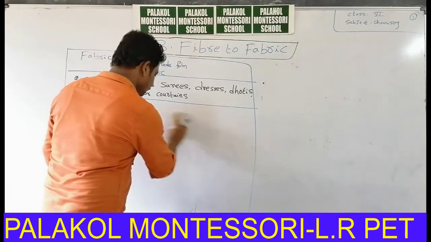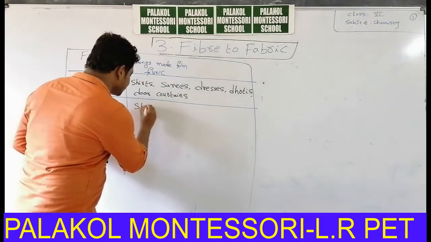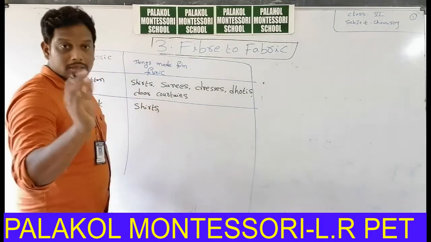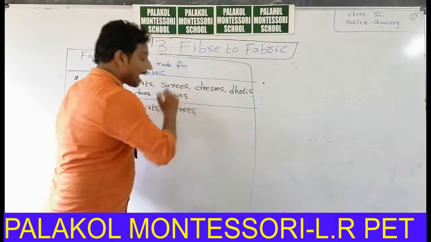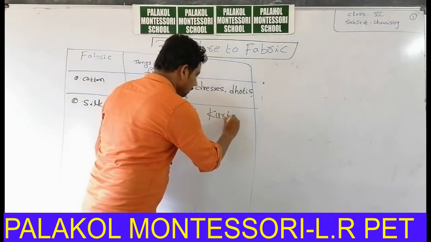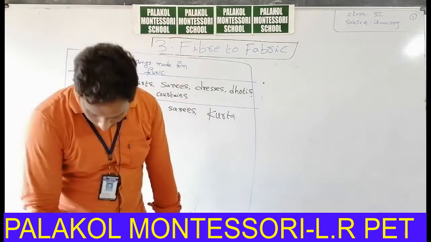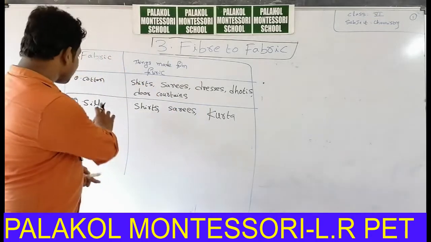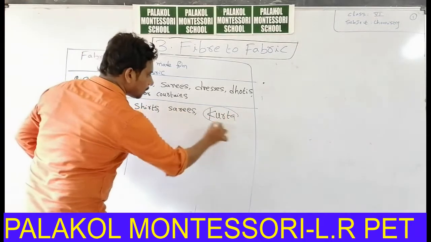So with the help of silk, we can prepare silk shirts, silk sarees, and finally kurta. Long type of shirt is called kurta. This is about silk fabric. Shirts, sarees, kurta. Very very important, kurta.